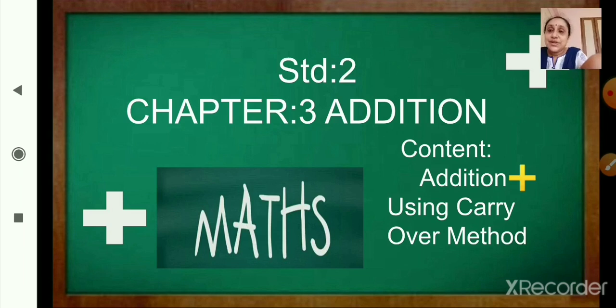Okay, so we will continue with chapter 3, addition. Today we will be doing addition using the carry over method. Okay, so get ready with everything: your books, notebooks, pencil, eraser. Okay, all are ready?